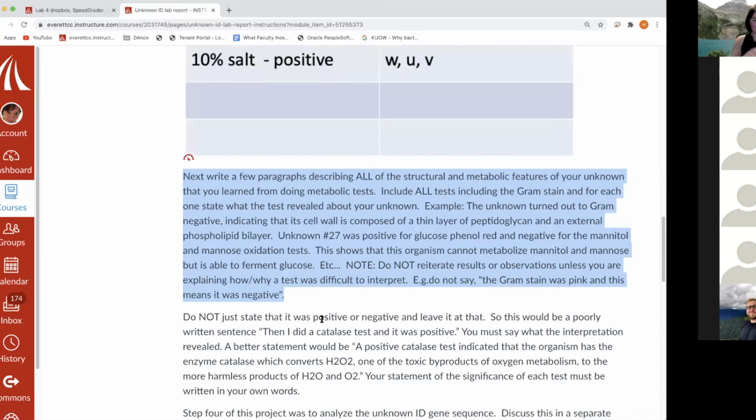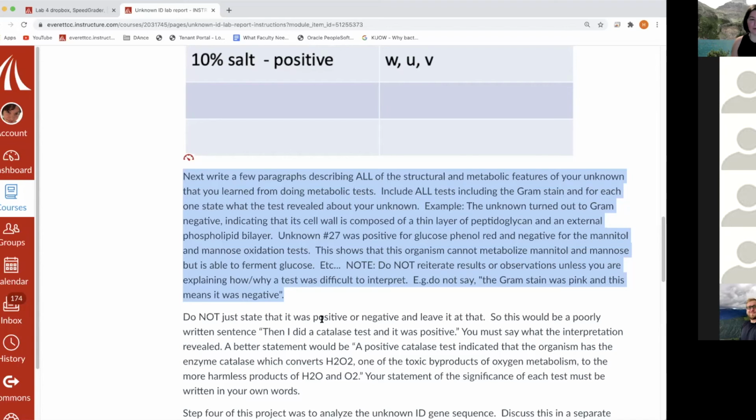So you have to say the unknown number 46 was gram-negative rods, and the thioglycolate test showed that it was an obligate aerobe, and the oxidase test was positive. Whatever they tell us, you interpret that information. This tells us that the organism can only do aerobic respiration and that it has cytochrome C oxidase as part of that metabolic process. These two tests revealed that this organism is a Pseudomonad or whatever it is. And that's your first paragraph. How did you get to your group?